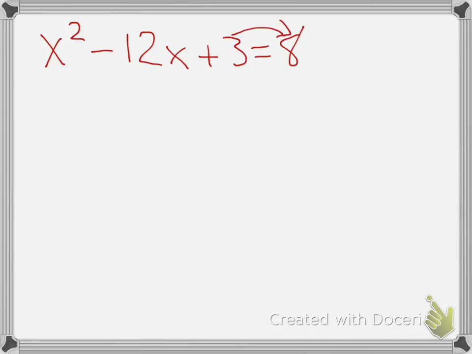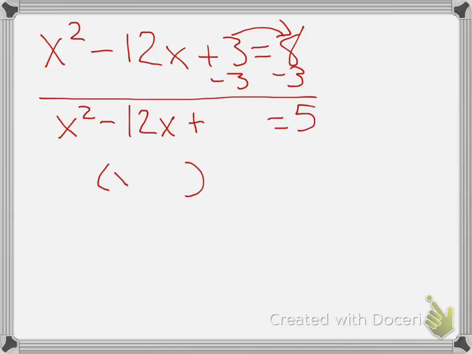Uh-oh, look at this. I have a number here. That number's in the way. Got to get rid of the number. So we're going to move that 3 to the other side, because I only want the x squared and the minus 12x on the left side. So I'm going to say minus 3, and get 5.